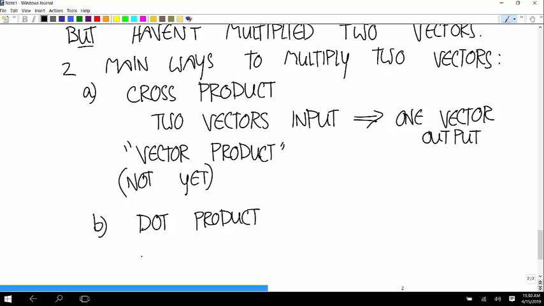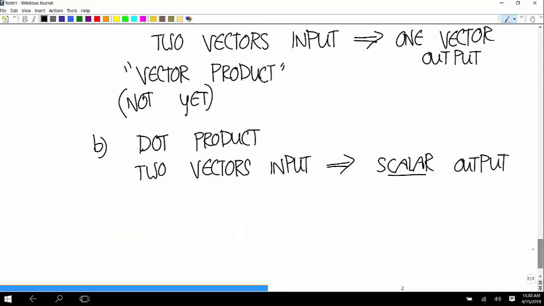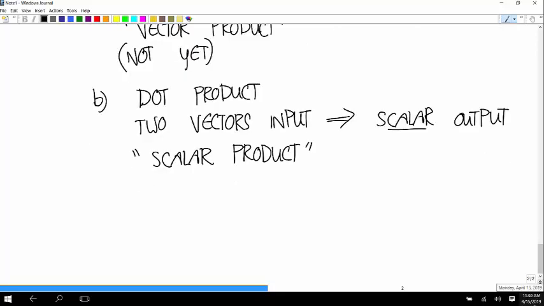The dot product is different because, well, you still have two vectors as input. You're still multiplying two vectors. But the output you get isn't a vector, it's a scalar. And because of that, people sometimes call this the scalar product. There are two main ways to calculate the dot product.